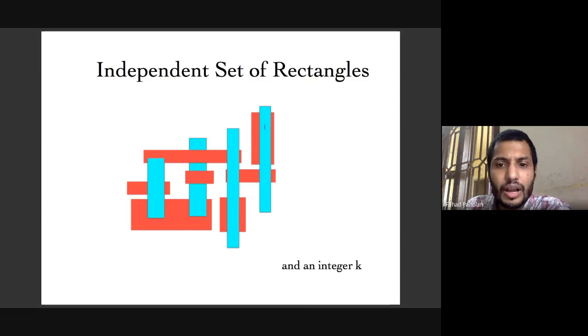Okay, so some assumptions. I will assume that the endpoints of these rectangles, or the corners, are integers. That's the only assumption. So we are given a bunch of axis parallel rectangles. We are also given an integer k, and the question is: are there k pairwise non-overlapping rectangles?